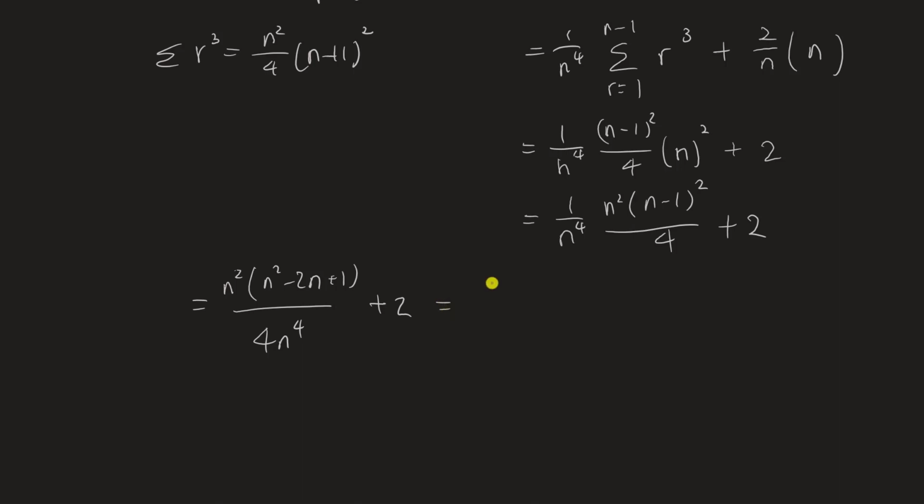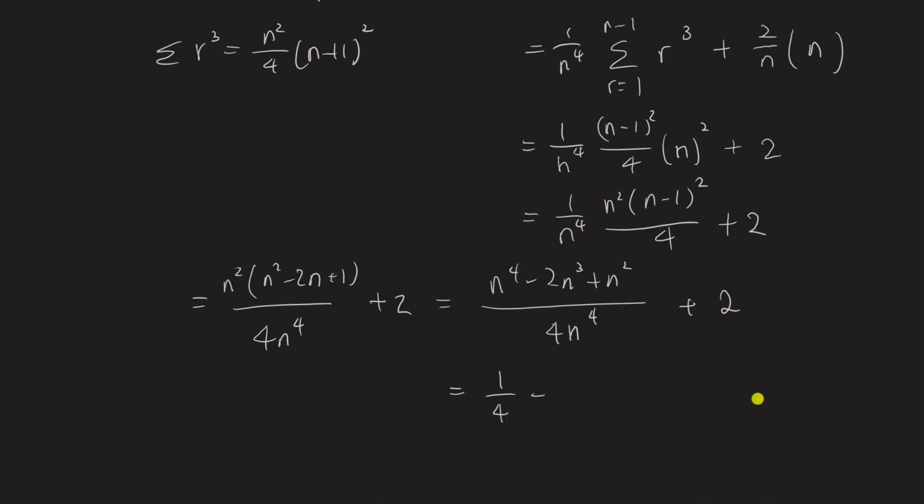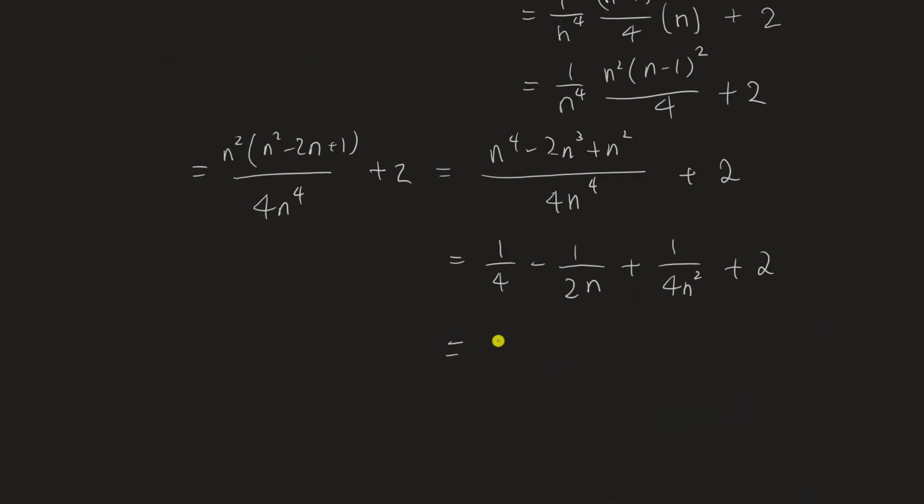Simplifying this further would give us n to the power 4 minus 2n cubed plus n squared over 4n to the power 4, plus 2. Split this into 3 fractions, I will get 1 over 4 minus, this cancels to give us 1 over 2n. Here, cancel to give you 1 over 4n squared, plus 2. Gather the numbers up, I'll get 9 over 4 minus 1 over 2n plus 1 over 4n squared, which is what the question asked you to show in the first place.